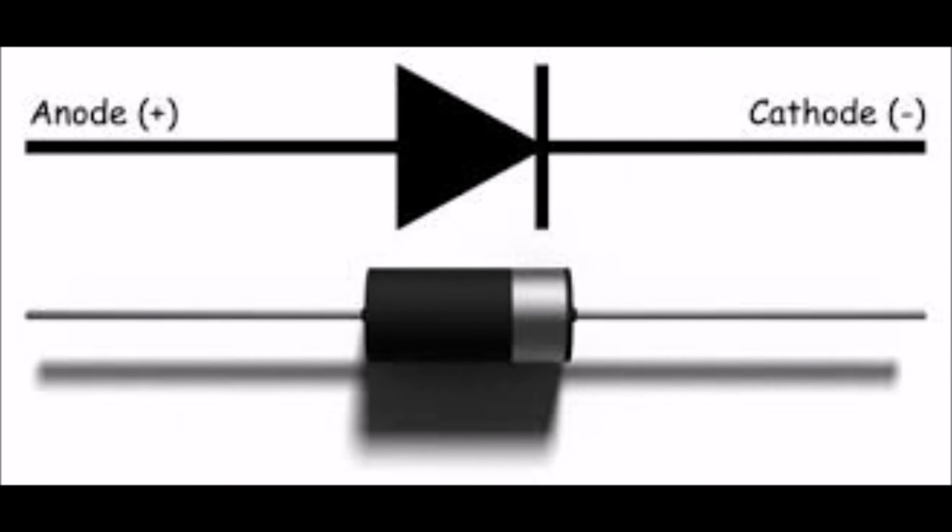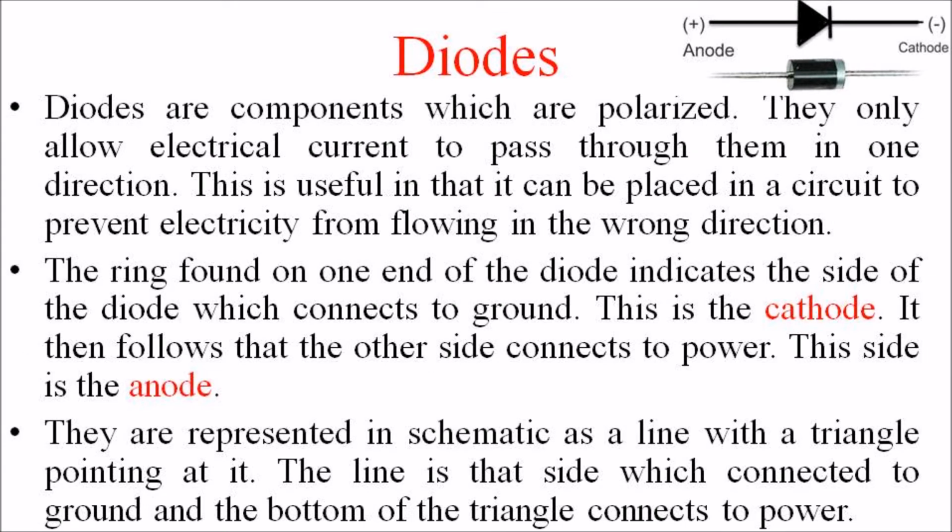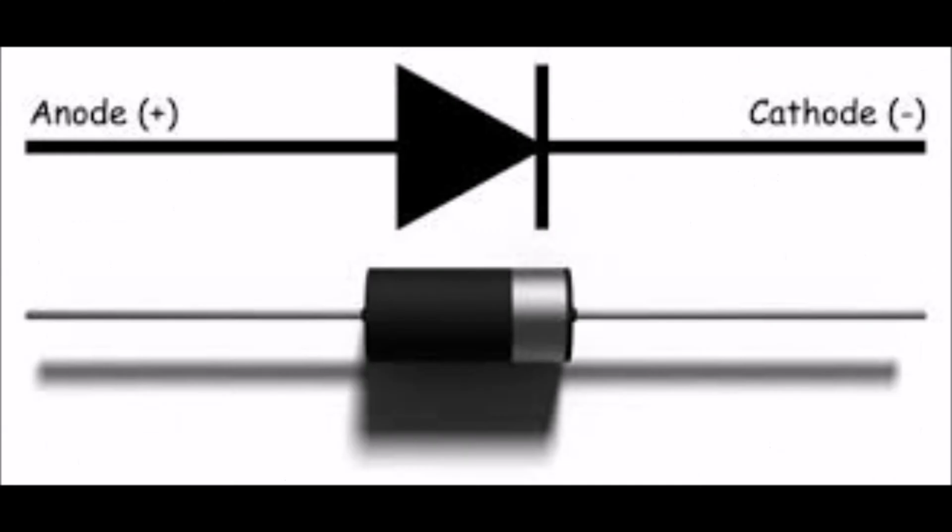Diodes are components which are polarized. They only allow the electrical current to pass through them in one direction. It can be placed in a circuit to prevent the electricity from flowing in the wrong direction. When we look at a diode, we can find a ring on one side, which indicates the side of the diode which should be connected to the ground. This side is known as the cathode and the other side can be connected to the power. This side is known as the anode.